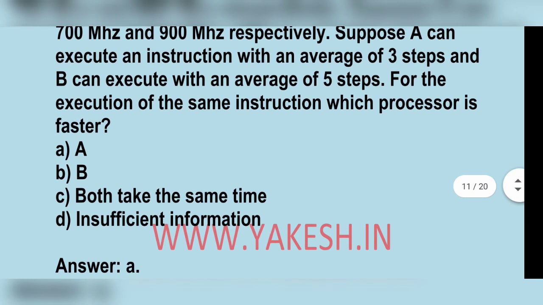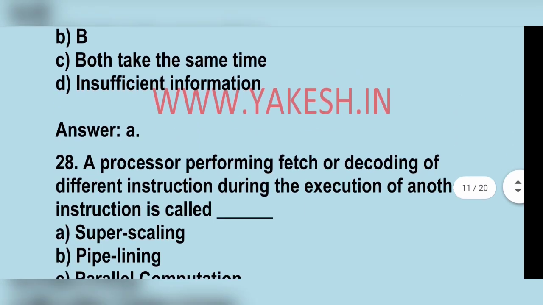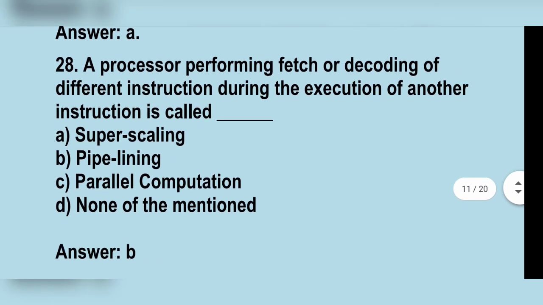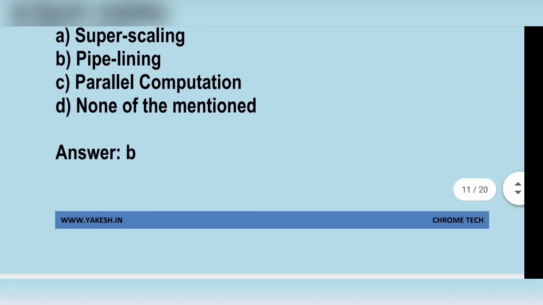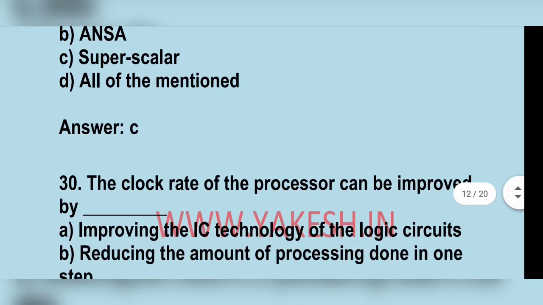Option A. A processor performing fetch or decoding of different instructions during the execution of another instruction is called option B, pipelining. For a given finite number of instructions to be executed, which architecture of the processor provides faster execution? Option C, superscalar is the correct answer.